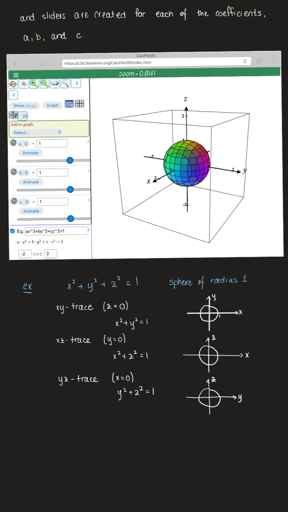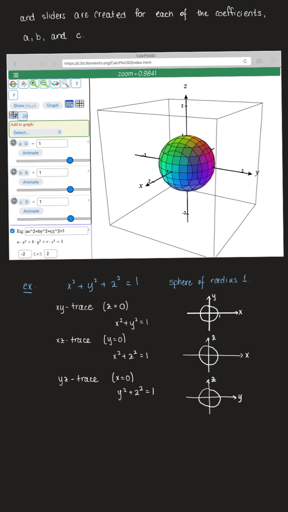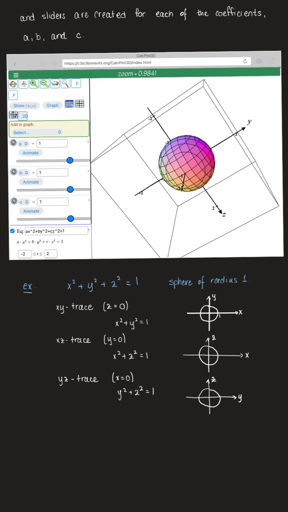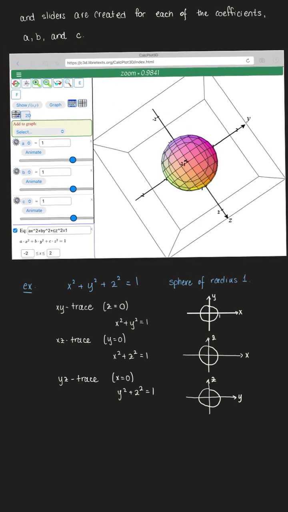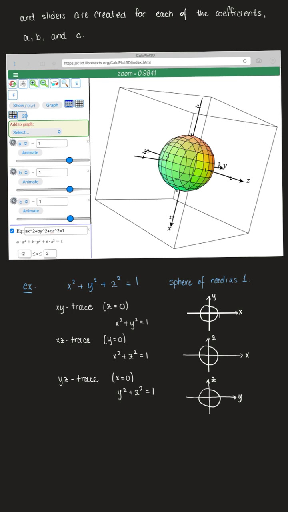If we go back to the CalcPlot3D application, I'm going to move the graph around a little bit so that you can see how we're seeing the traces. If I look, for example, from the perspective of the yz plane, you can see that the intersection is a circle, right? There's our circle of radius 1. And you can do that for any perspective that you take above one of the coordinate planes. So that's how we can use traces to make sense of the graph of the sphere.